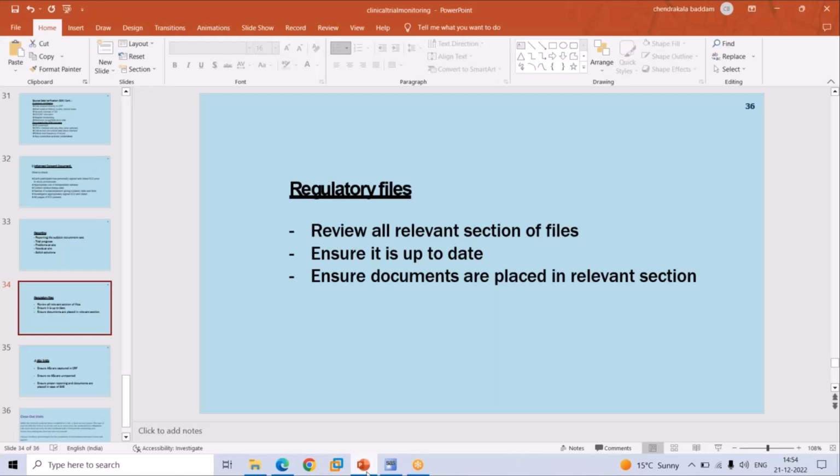Review all the relevant sections of the files. Ensure it is up to date. Ensure the documents are placed in the relevant section. So we have the investigator section and the sponsor section, and whether they are maintained and placed at the relevant place.